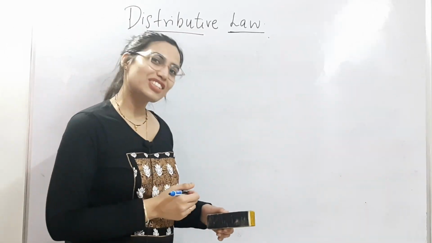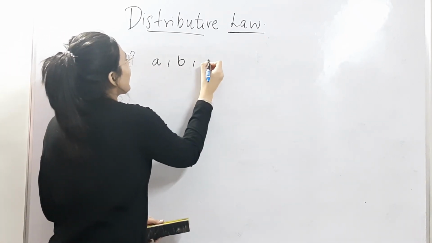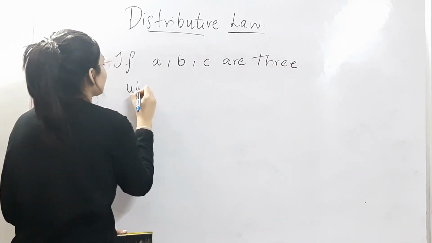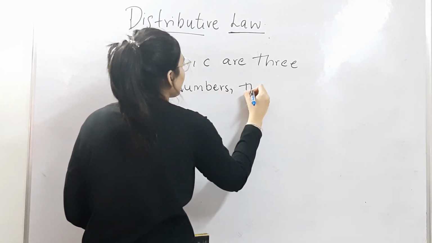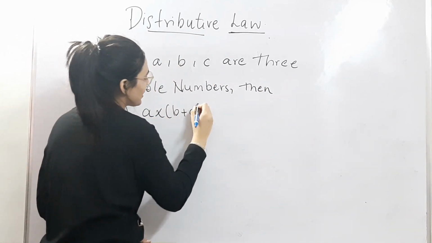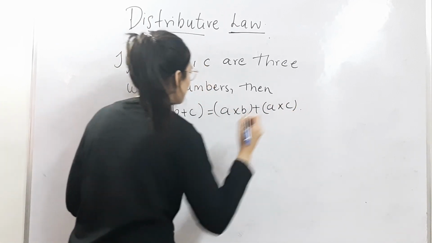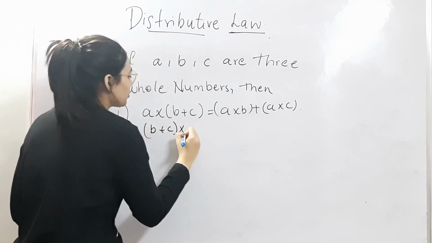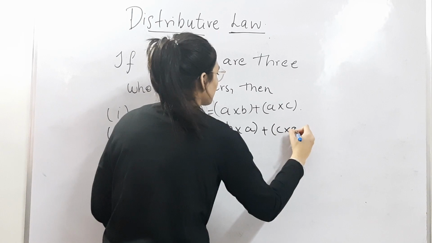Now let's see the actual definition of the distributive law. It is nothing but whatever we have discussed before. If A, B, C are three whole numbers, here we are dealing with whole numbers, so we will write whole numbers. Then A into B plus C is equal to A into B plus A into C, or B plus C into A is equal to B into A plus C into A.